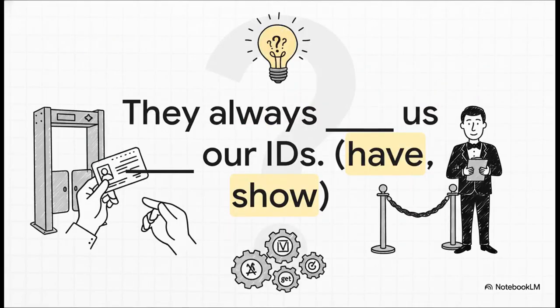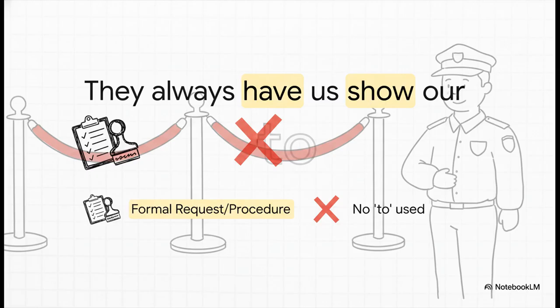All right, last practice question. They always blank us blank our IDs, and your verbs are have and show. Now, picture the scene. Maybe you're at a security checkpoint or trying to get into a club. What kind of interaction is that? The right answer here is, they always have us show our IDs. This is a perfect example of a formal request, or just a standard procedure. It's not force, but it's not really persuasion either. It's a rule. And for have, just like make, there's no to needed.